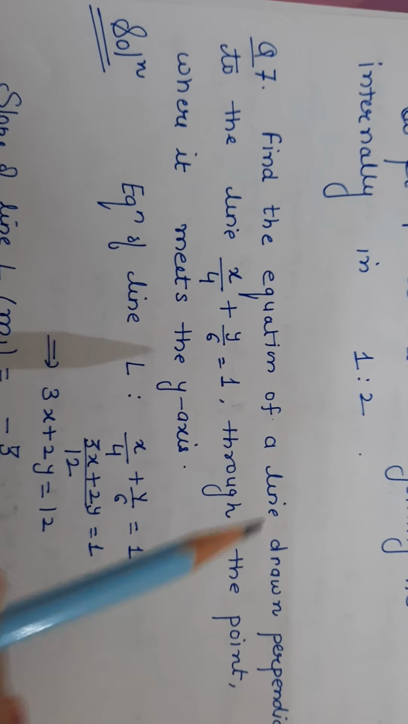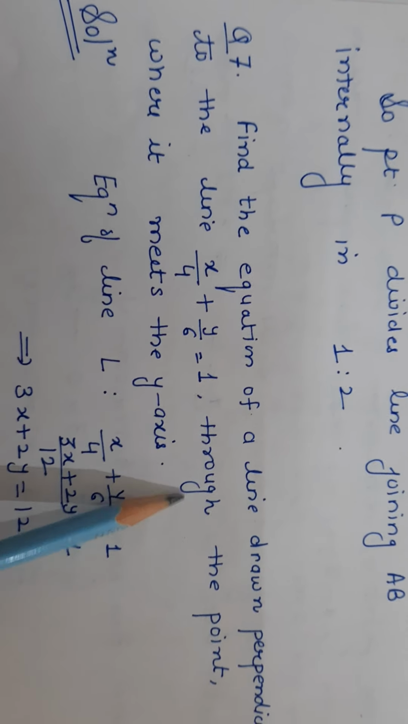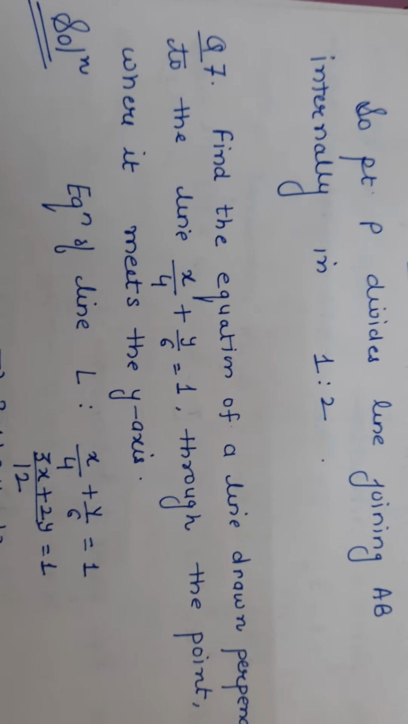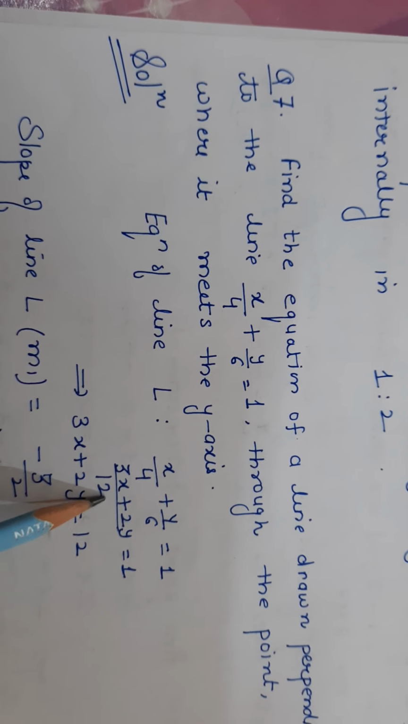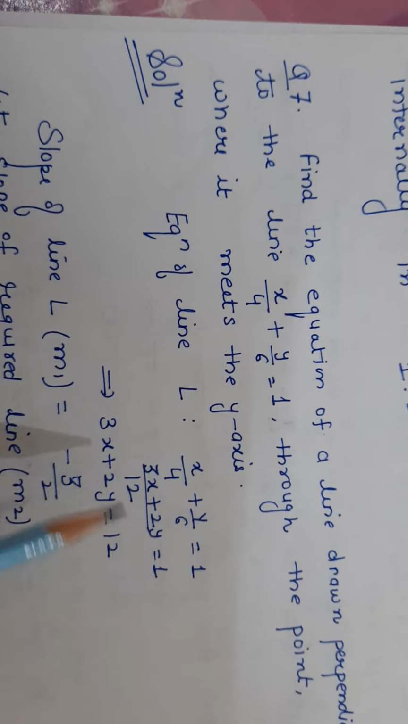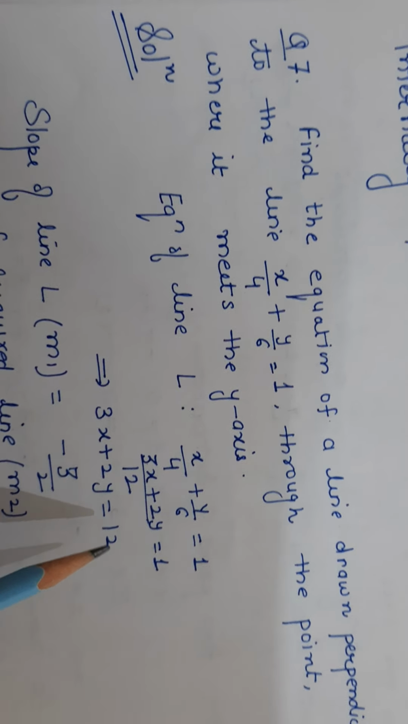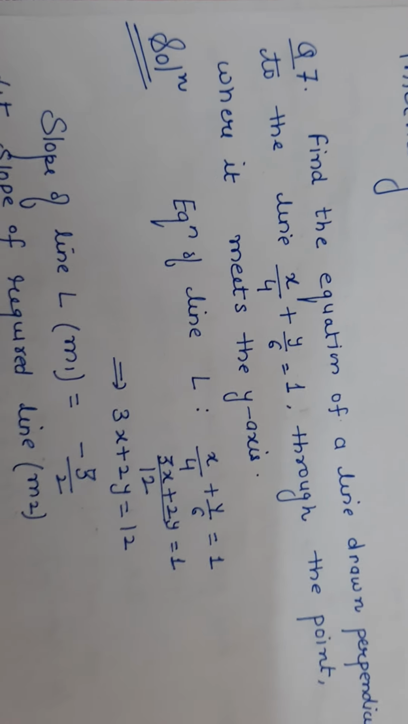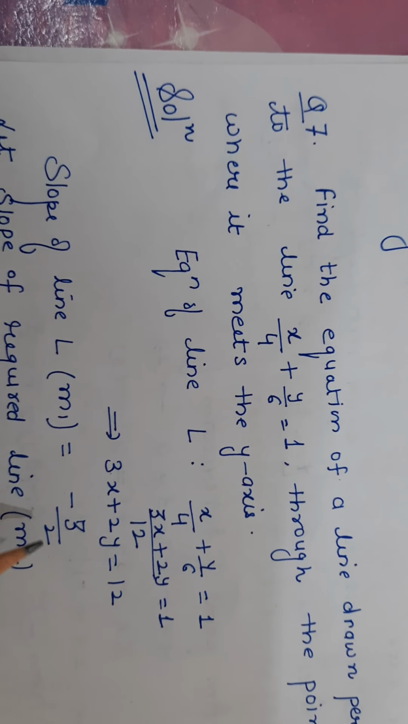Question number 7. Find the equation of the line drawn perpendicular to this line through the point where it meets the y-axis. The first condition, the required line is perpendicular to this line. Write this line, take LCM 12. So this is 3x plus 2y equal to 12. So that means the equation of the line is 3x plus 2y equal to 12. So first find its slope. Let this be m1, negative coefficient of x by coefficient of y, that is -3 by 2.